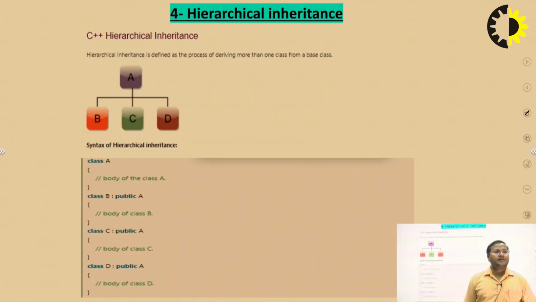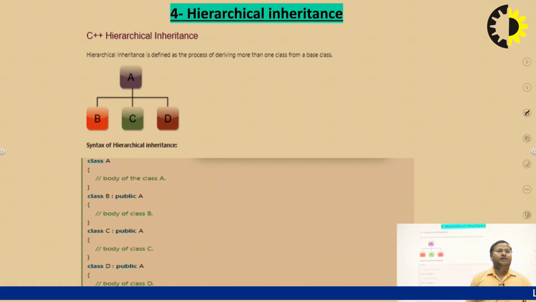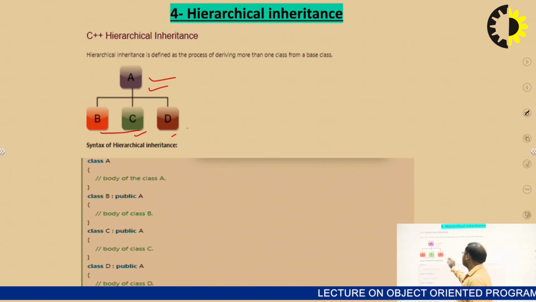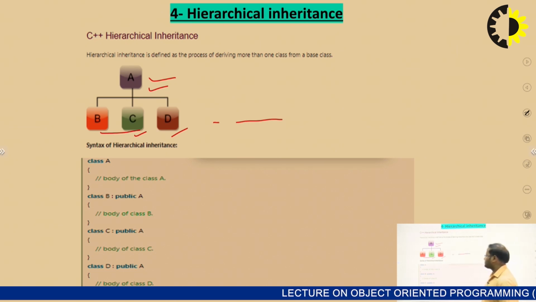Now, hierarchical inheritance. Hierarchical inheritance is defined as the process of deriving more than one class from a base class. Here the base class is only one, but there is more than one derived class. So we can say a parent having more than one child, meaning 2, 3 or many more children.